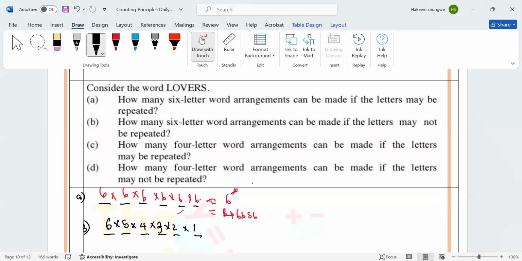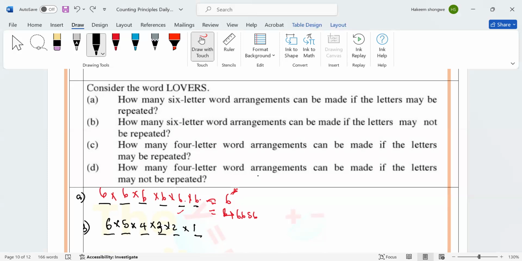Now, what do we call this? This thing here, we call it factorial. How did you get factorial? You had 6 spaces. You had 6 tasks to perform. You can write it as 6 factorial. It's allowed. Now, what is factorial?